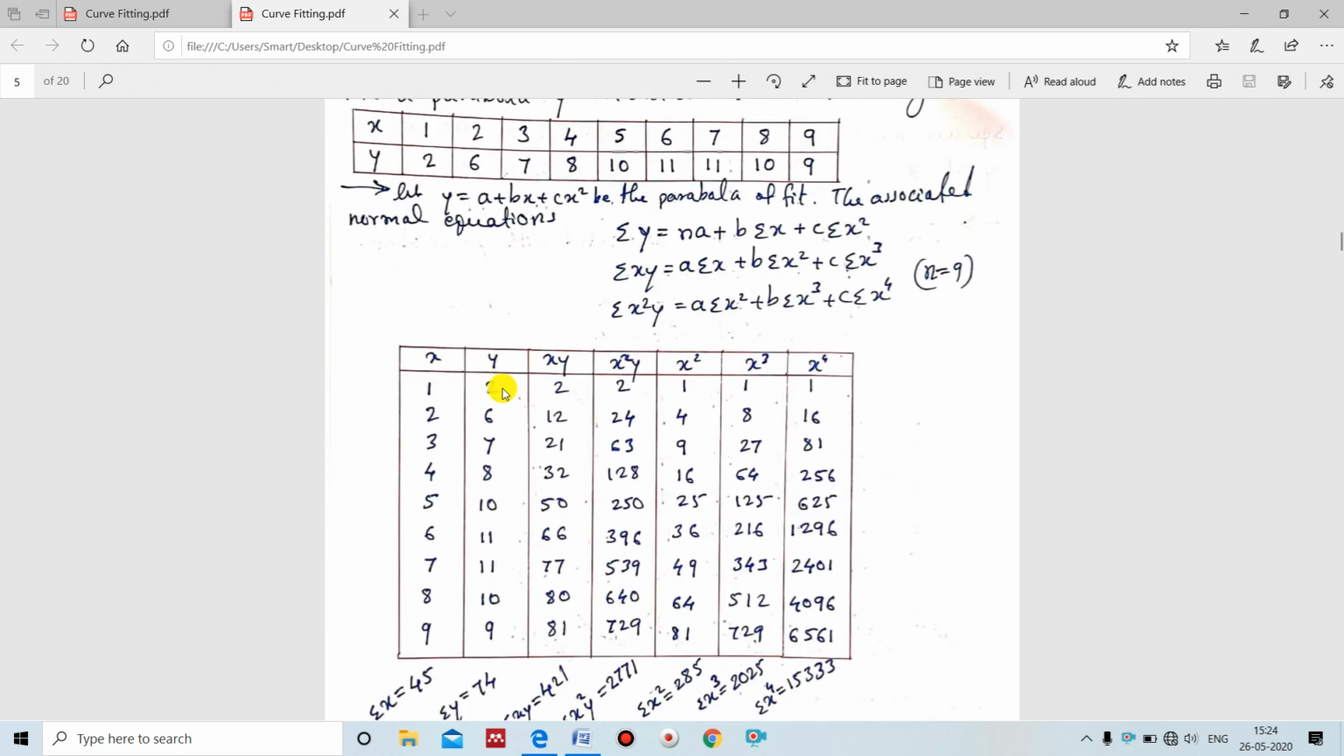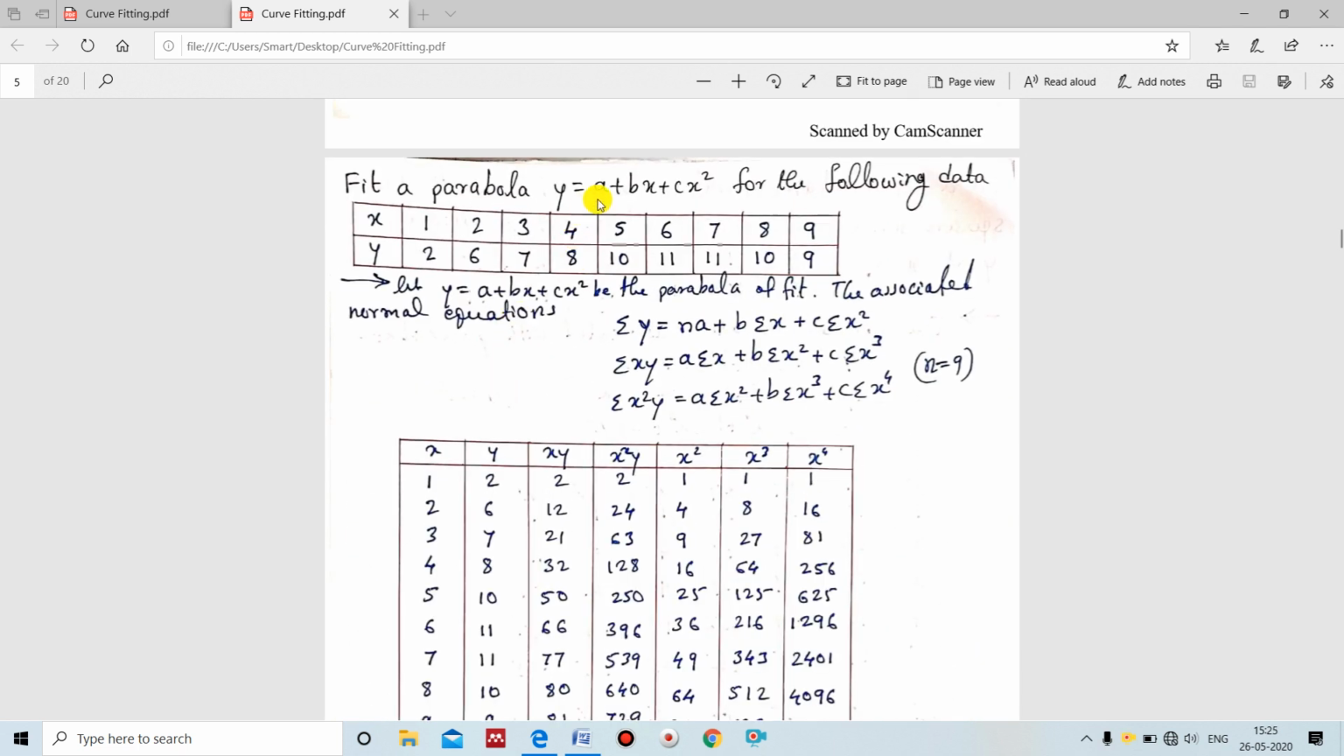In the parabola, the procedure is the same. The parabola may be a plus bx plus cx square, or ax square plus bx plus c. By using this method we can solve all types of examples. So this is the method to solve the fitting of a parabola. So this completes the model.